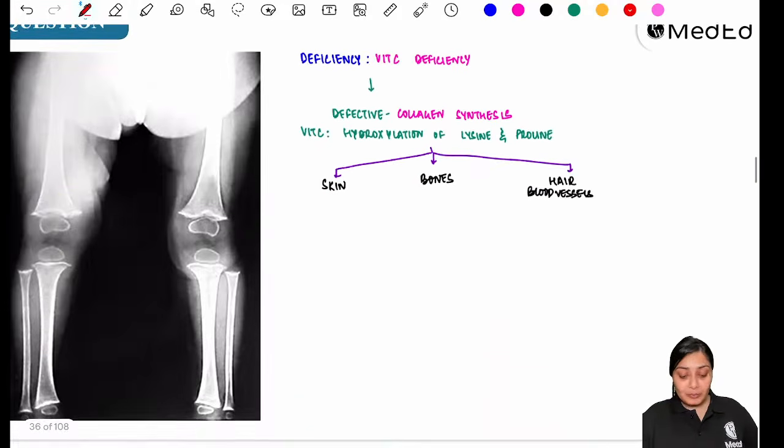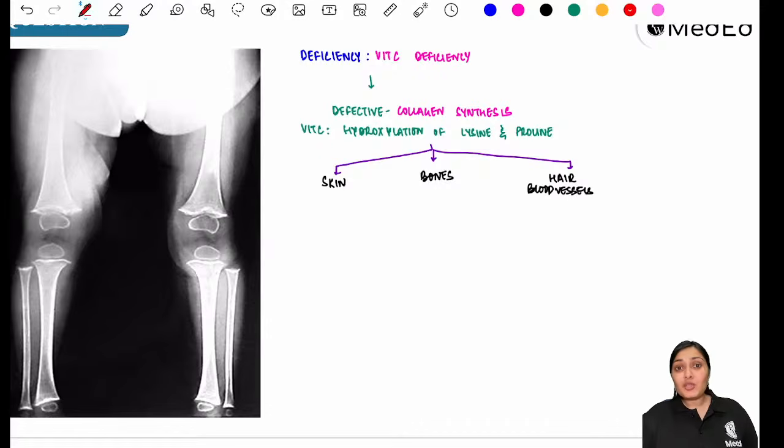So let's learn something about scurvy over here. So what happens in scurvy? There is vitamin C deficiency, and vitamin C is very important for collagen synthesis. Because of this deficiency, what will happen? There will be no hydroxylation of lysine and proline, and collagen synthesis would be hampered. And collagen, we all know, is the building block.